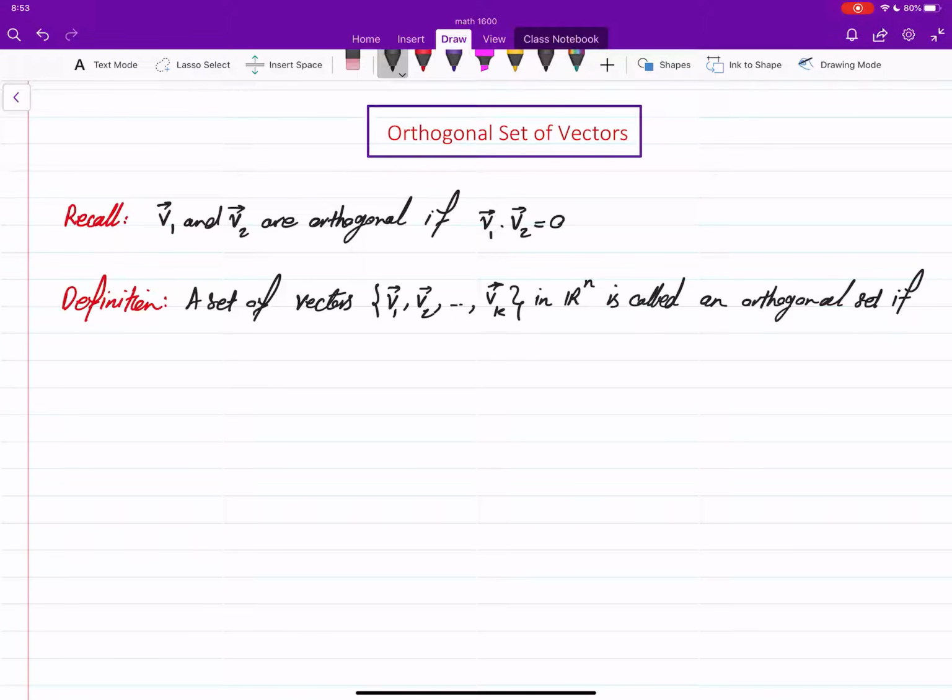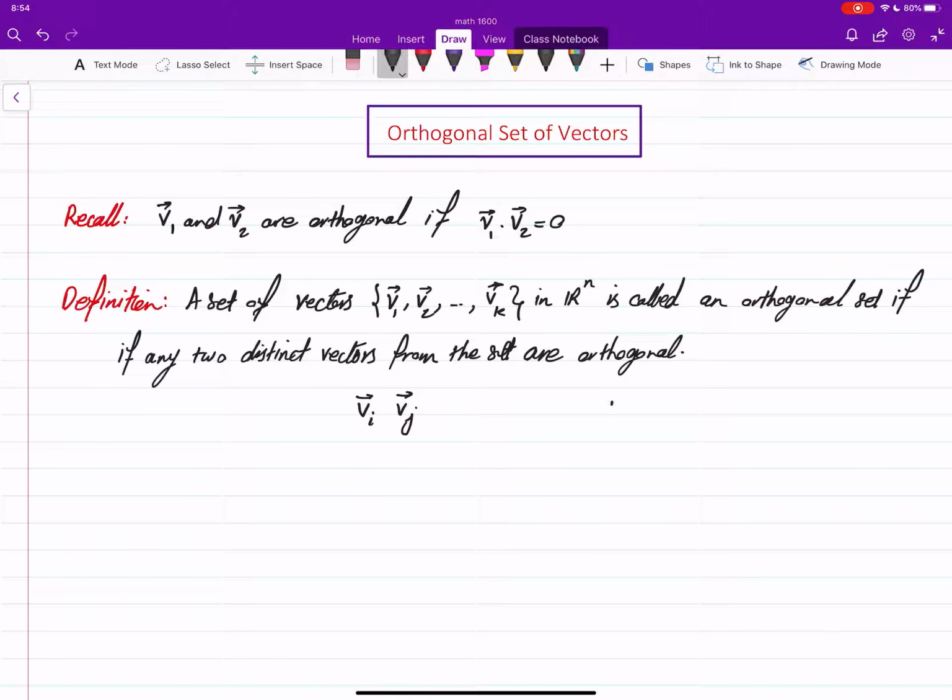So if any two distinct vectors from the set are orthogonal, it means that you pick any vector vi and any vector vj. You have to make sure that those are not the same vector. When you take the dot product, you need to get 0. Such a set is called an orthogonal set of vectors.